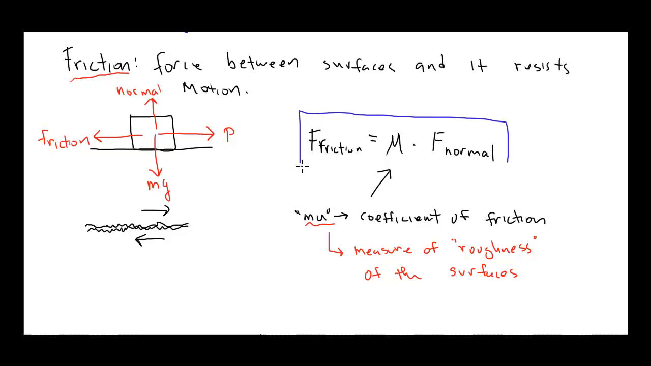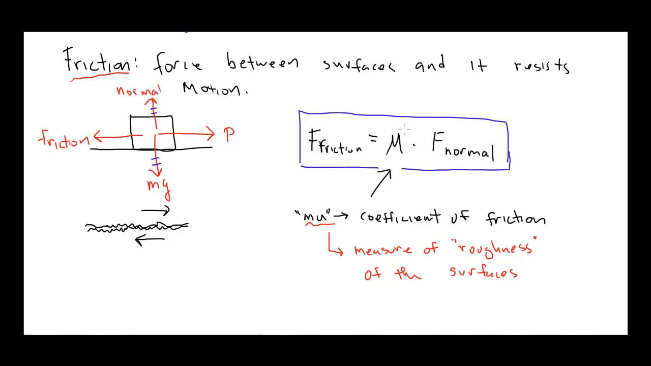The roughness of the surface as determined by the mu value, and then the contact force between them, the normal force. In this case, the normal force here would be equal to the weight mg in this particular instance. All right. Normal force, contact force between the two surfaces, mu, a measurement of how rough the surfaces are.